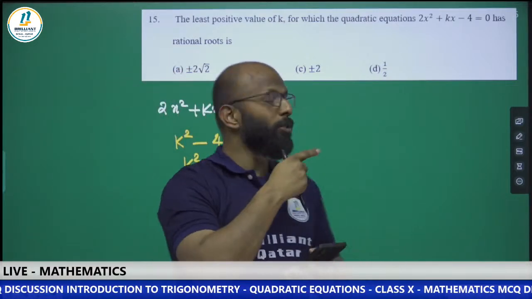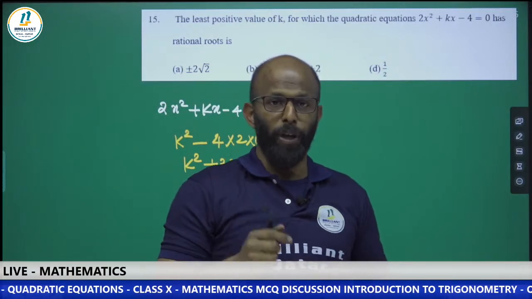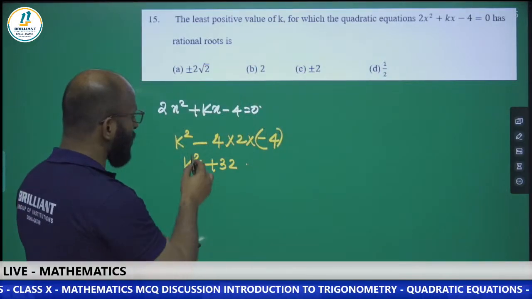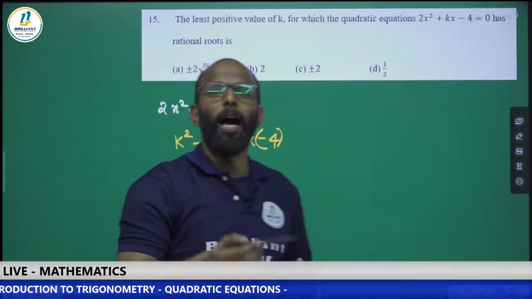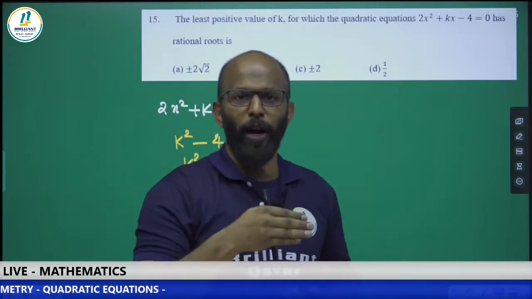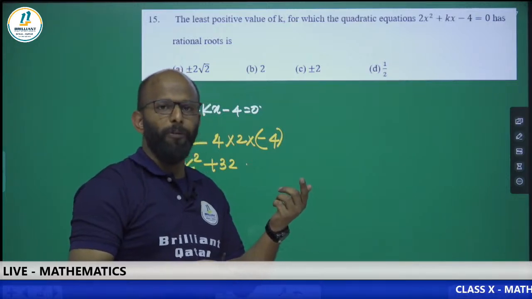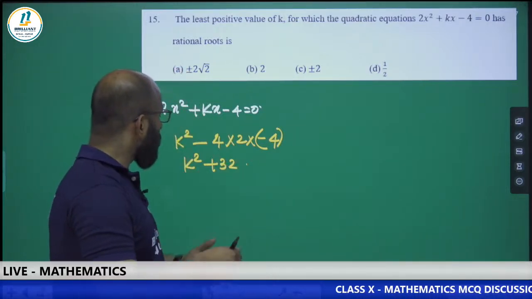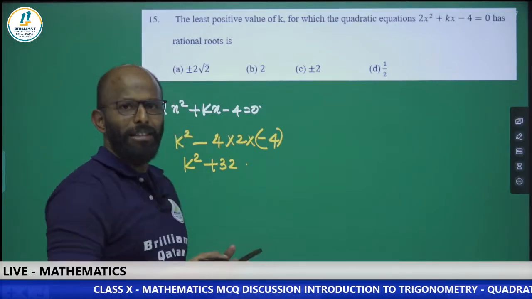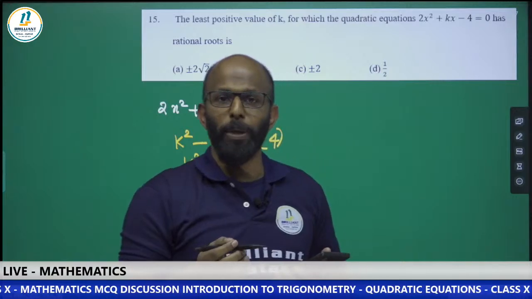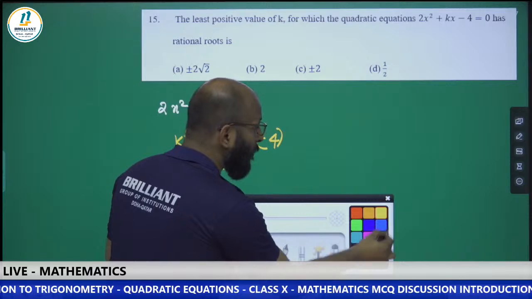So a quadratic equation has rational roots, then its discriminant must be a perfect square. Then tell me, which is the nearest perfect square of 32? The nearest greater value is 36. We cannot consider the lower value, because if you consider the perfect square 25, we would need to subtract 7, which means k square is negative 7, and the square of a number cannot be negative. So we take positive 36.